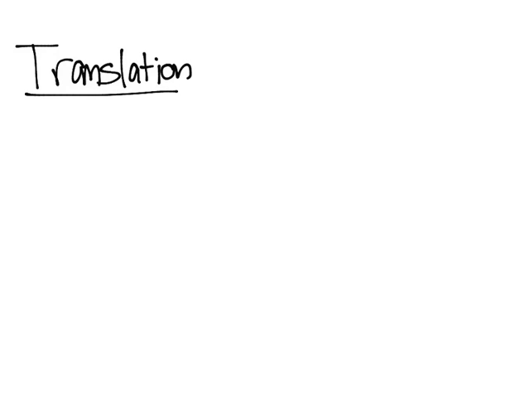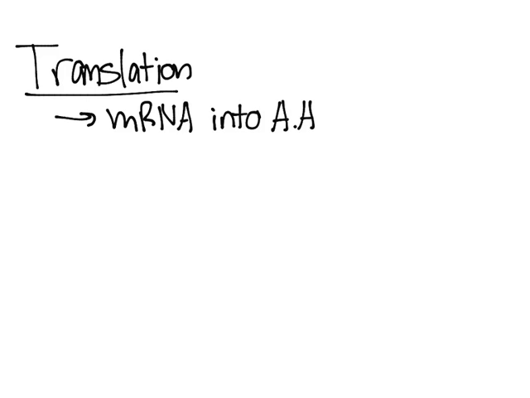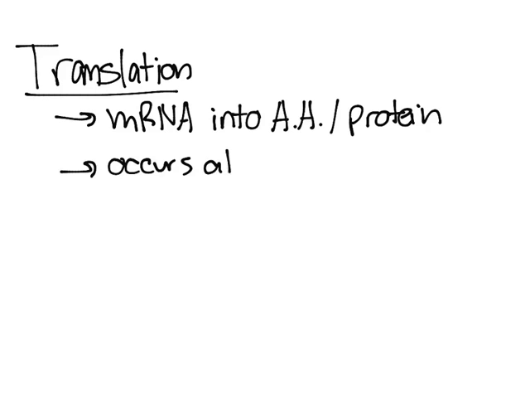So in this video, I'm going to talk about translation. And what translation is, it's essentially converting mRNA into amino acids, slash protein. And this occurs at the ribosome, and mostly at the rough ER.